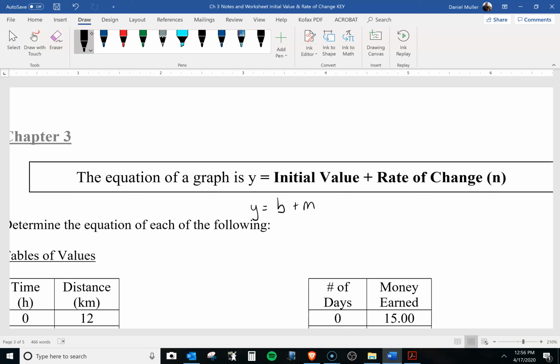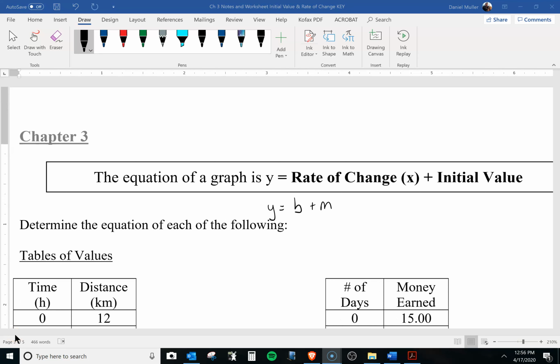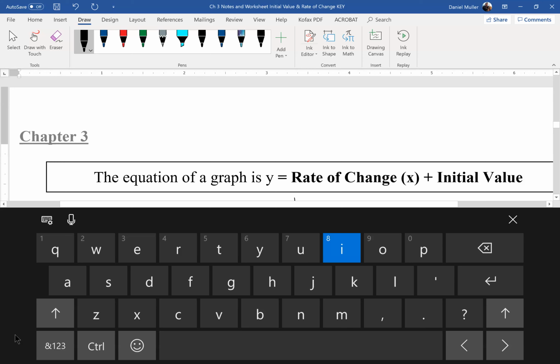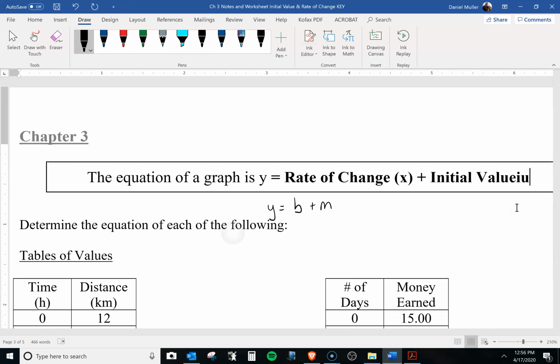For whatever reason, mathematicians have just used m. I'm going to change this, actually, I'll change it right now. Okay, I changed the order here a little bit. But y equals the rate of change, and for that, the rate of change, rise over run, we call the letter m, and the initial value, that's our b.